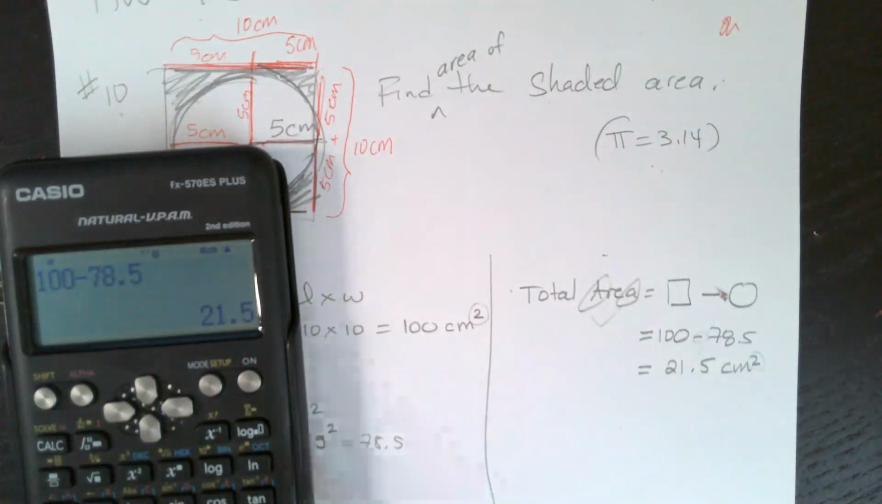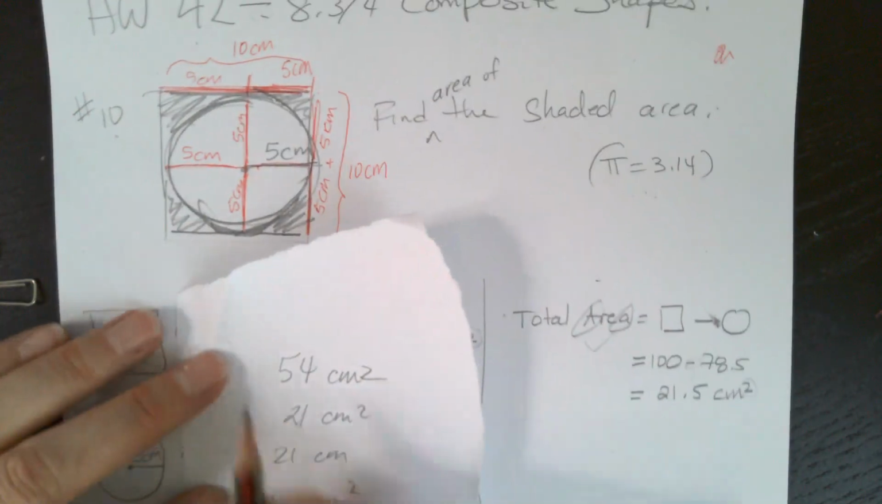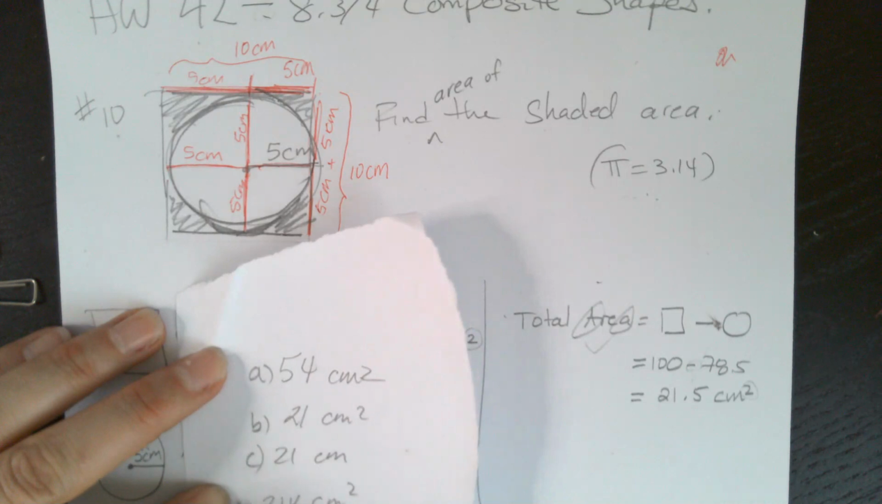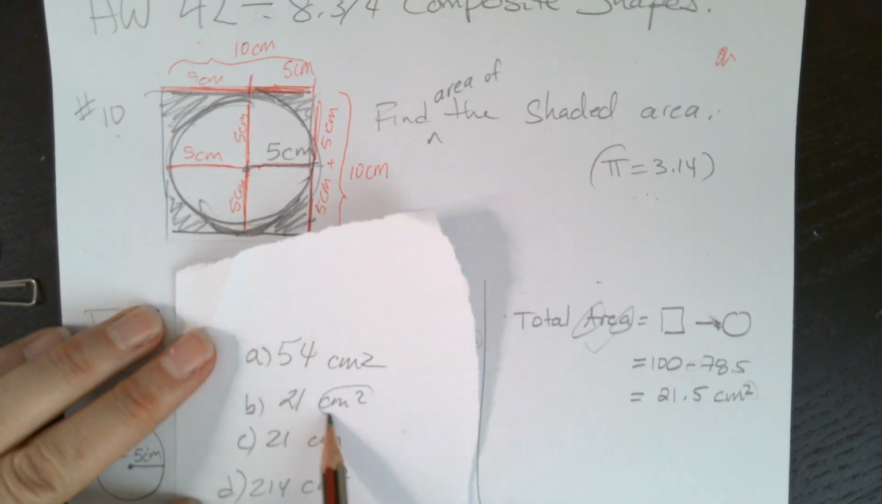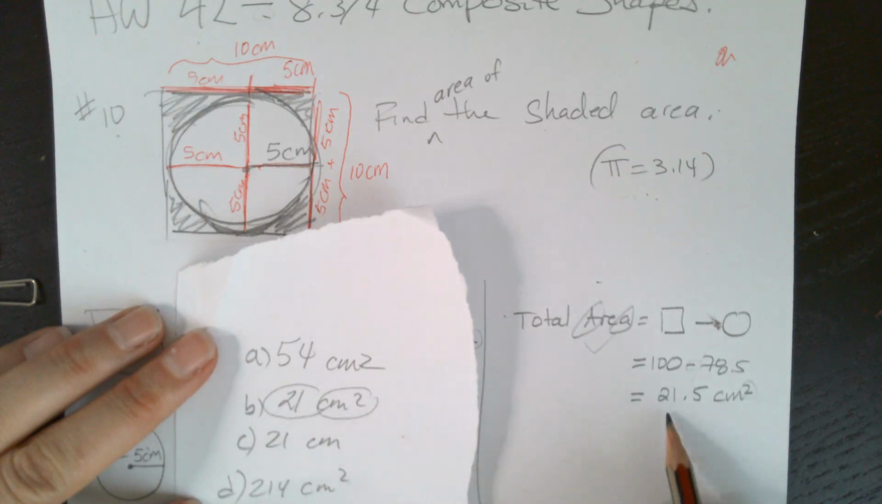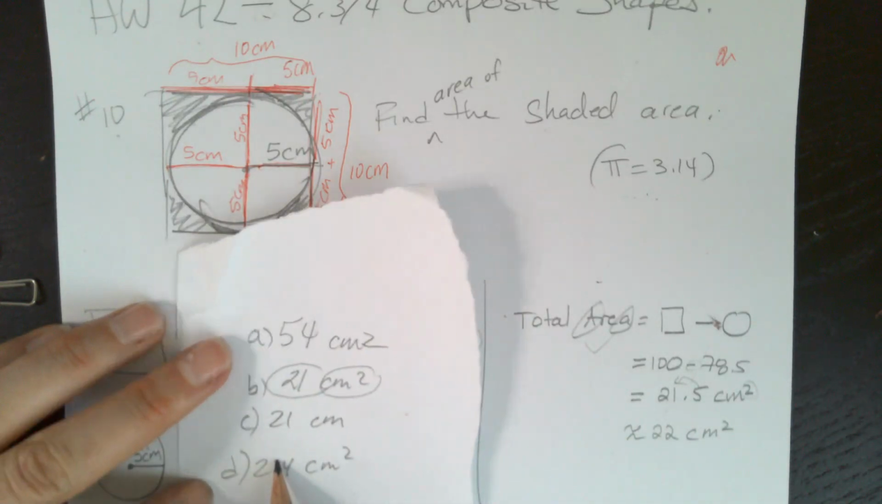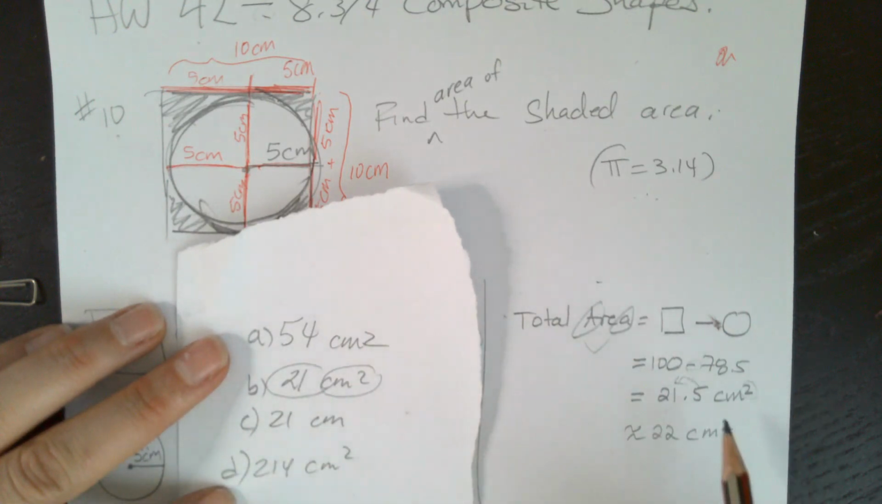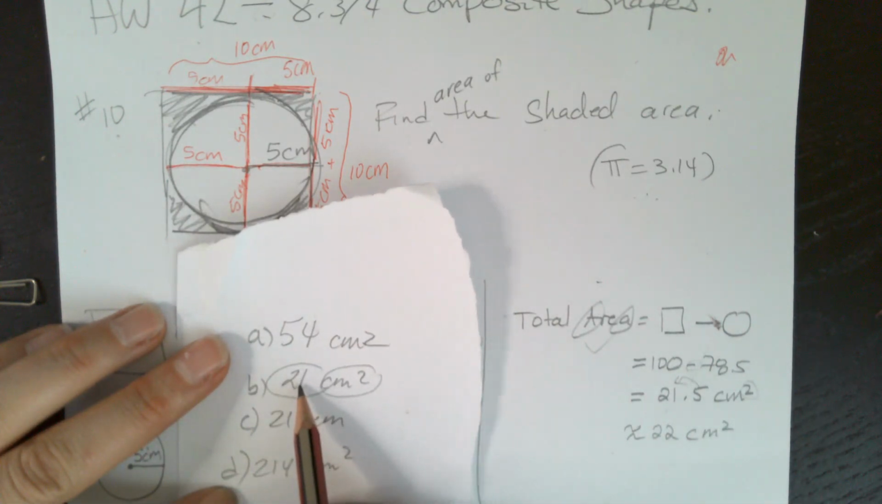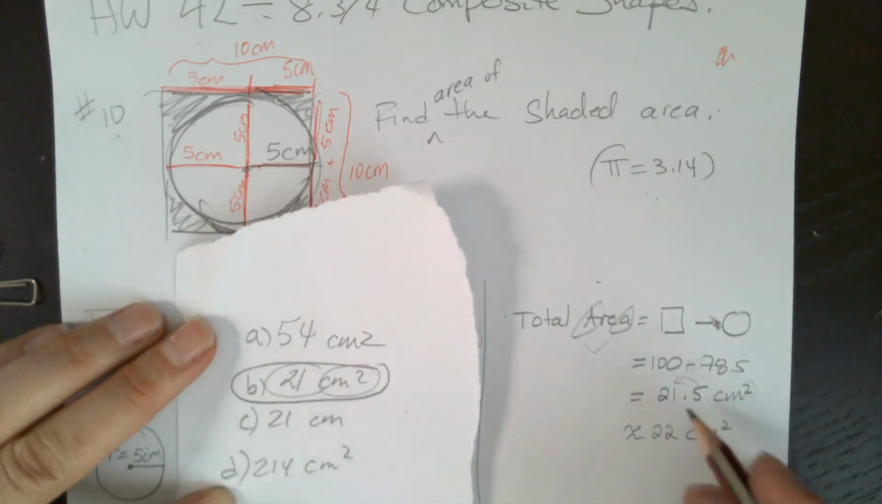So the answers to choose from, well, it has to be centimeters squared, and it's 21.5, but normally this 5 would round it up to 22, so this is approximately 22 centimeters squared, and so the computer is actually wrong. So it should say 22 here, but I don't know, they've made a mistake in the computer.